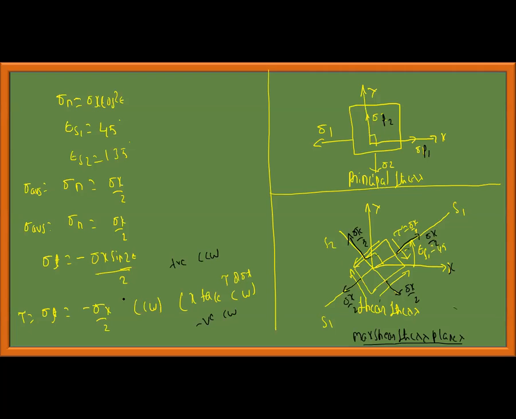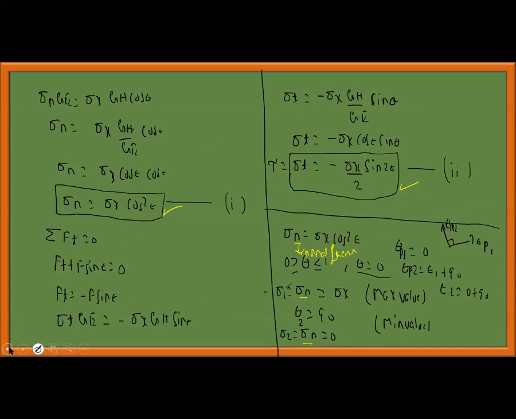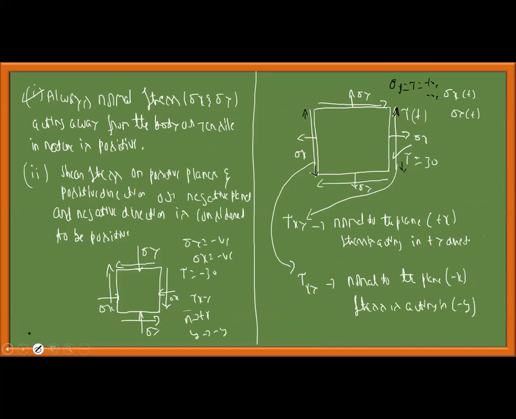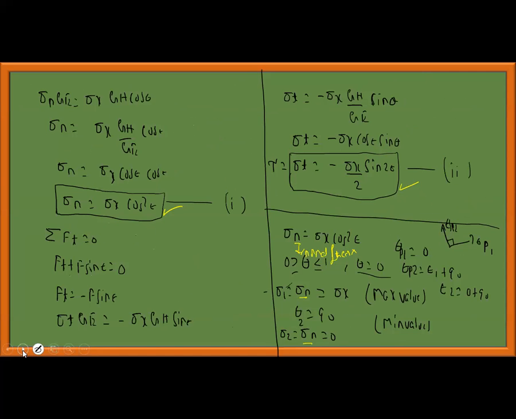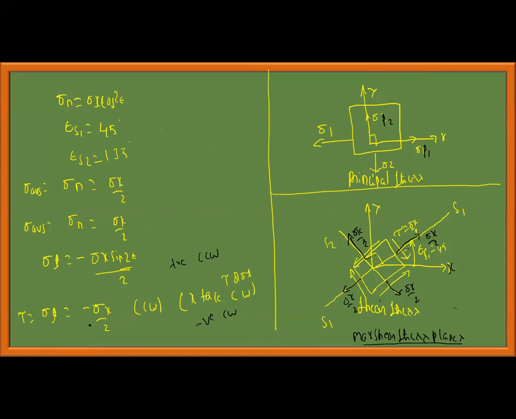So what I will do is substitute the value of theta s1 into sigma t. If I get negative, it means that my S1 plane is rotated in the clockwise sense. If I get positive, it means that my S1 plane is rotated in the anti-clockwise sense. Isn't it? Positive is rotation in the anti-clockwise direction. So in order to know the direction of tau, I have substituted these values.